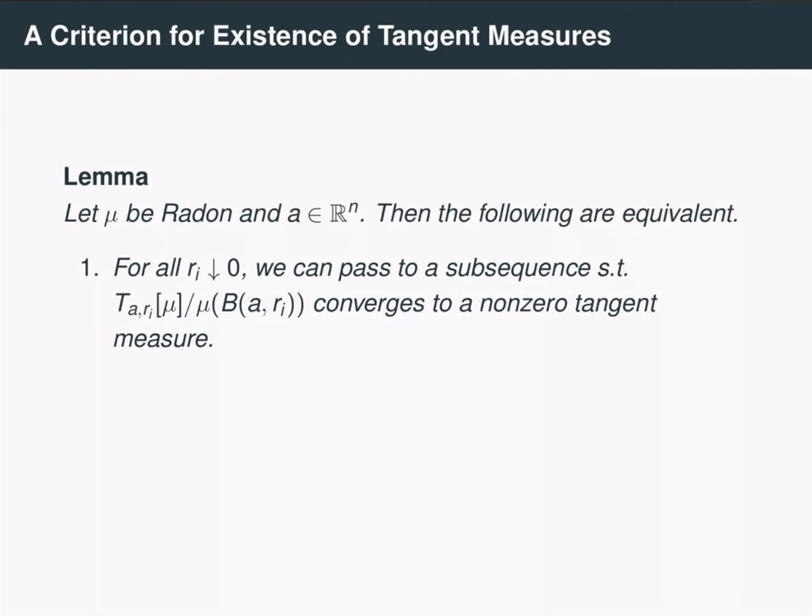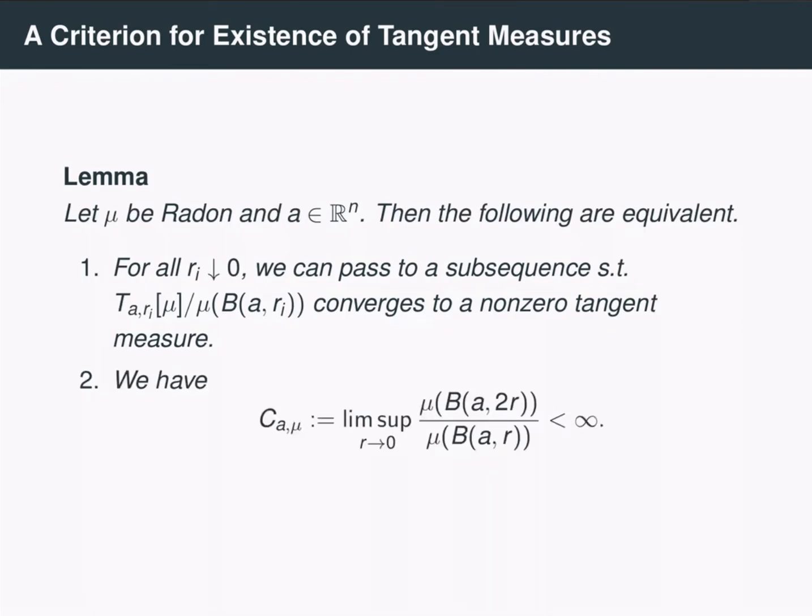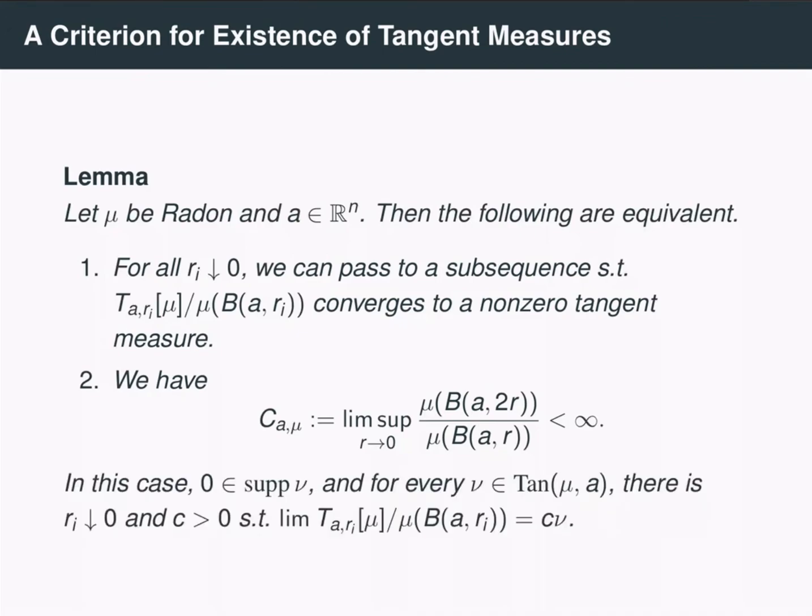Okay? So this holding for all sequences of radii going to 0 at a point a is equivalent to the lim sup of the measure of B(a,2r) divided by the measure of B(a,r), or in other words, the ratio of the measure of a ball to its double, being finite as r goes to 0. So if either of these two things are true, then what we know in addition is that the set of tangent measures of mu at the point a contains non-zero measures, and moreover, any tangent measure can be expressed as a limit of the following form.